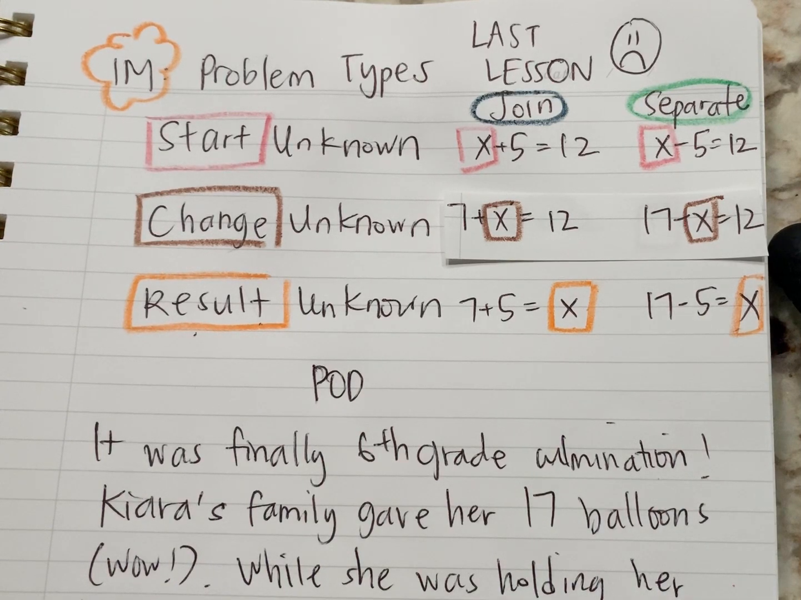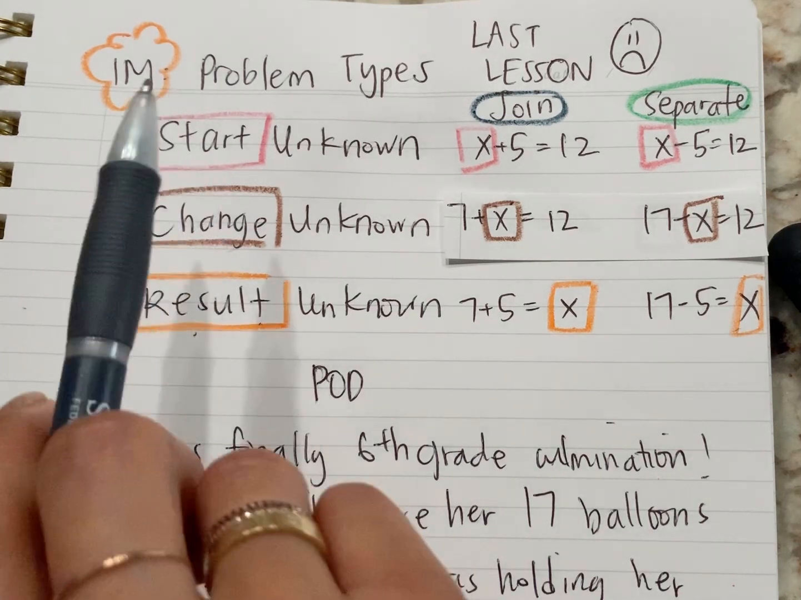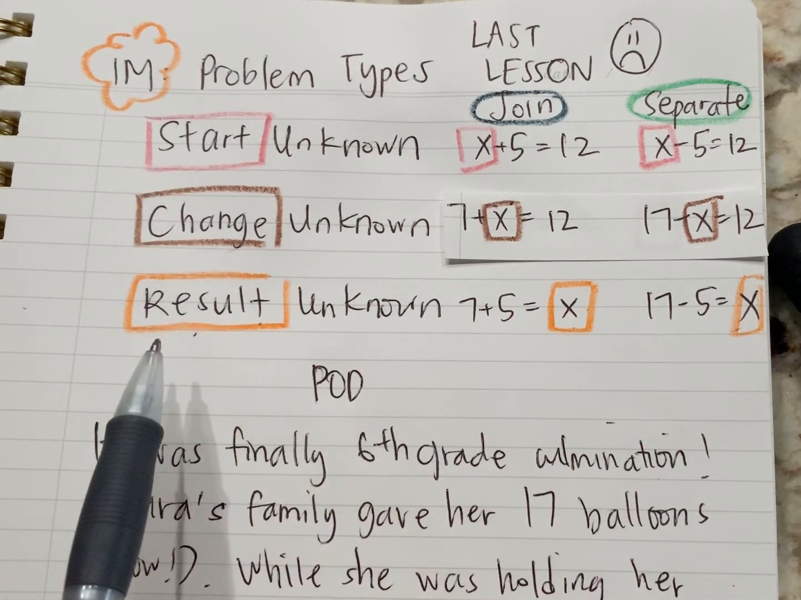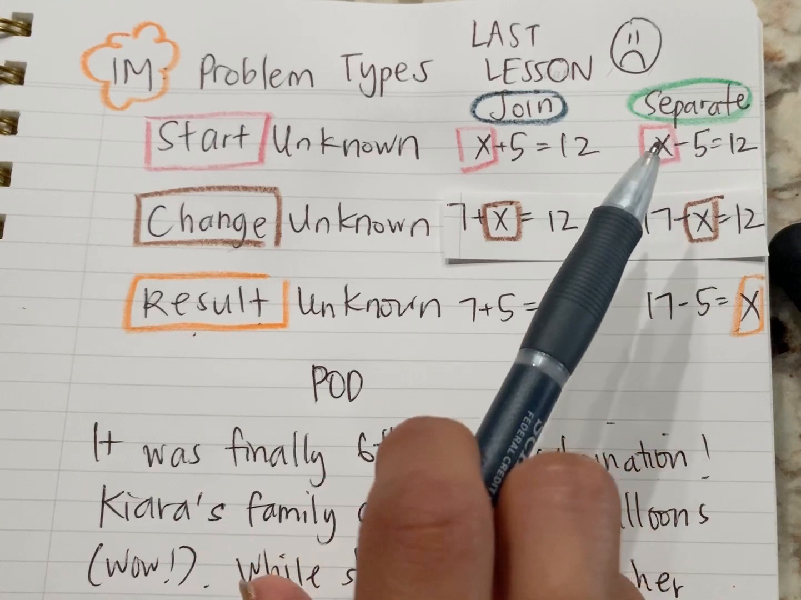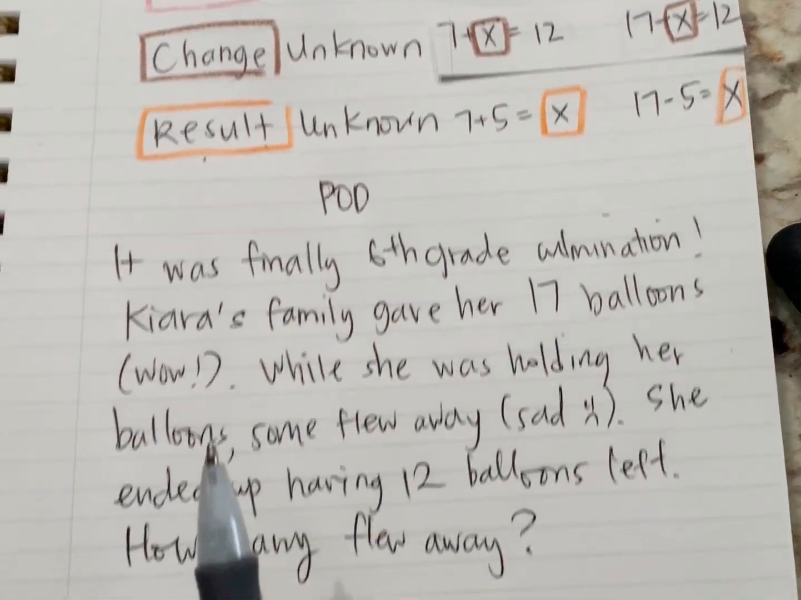All right, so here we're going to be looking at a POD, and as I read it to you, I'd like for you to identify whether it is a start, change, or result unknown, and is it a join or a separate problem, okay? So I'm going to read it to you.